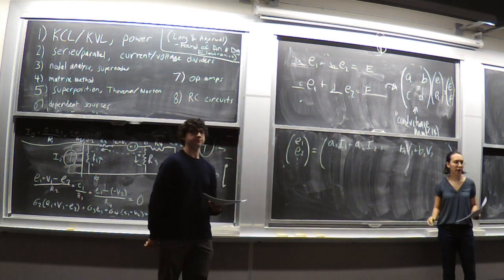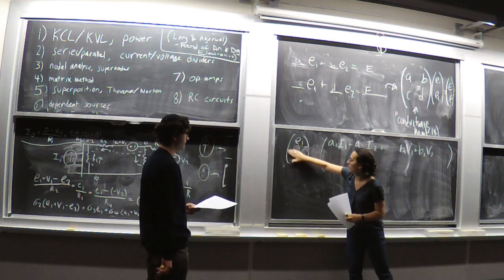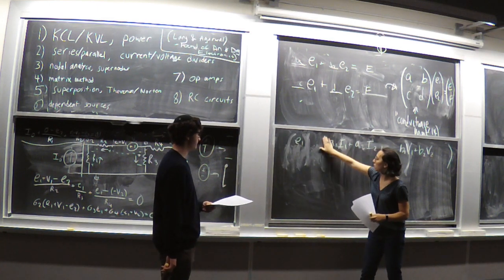Questions? Okay, so this is actually really important. I'm going to get rid of this part, and we're just going to say we were looking at one node variable, so E1.